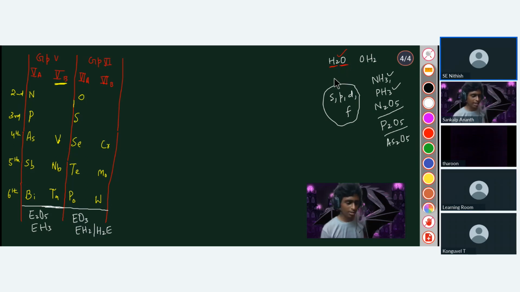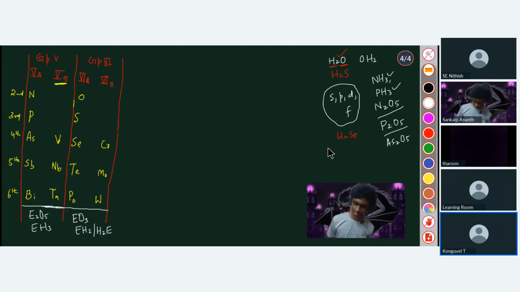Similarly, you can write H2S, that is hydrogen sulfide, and H2Se, hydrogen selenide. The general formula is H2E. So that is H2O, H2S, H2Se. It is easy. Now, can you tell me the last one? The last is polonium, that is Po.